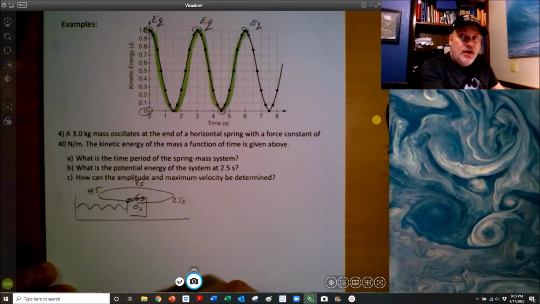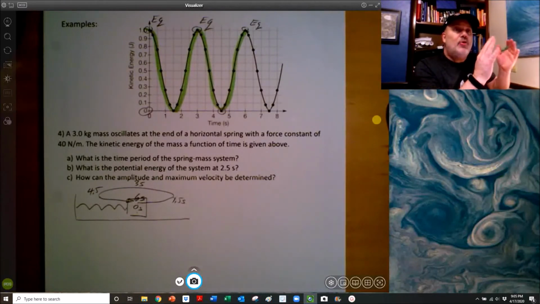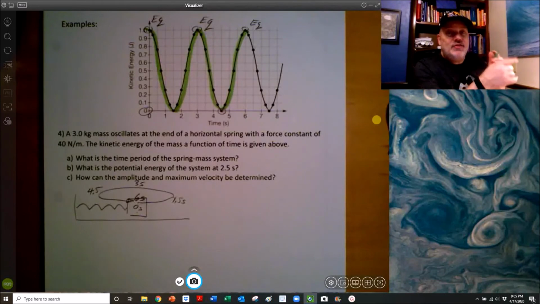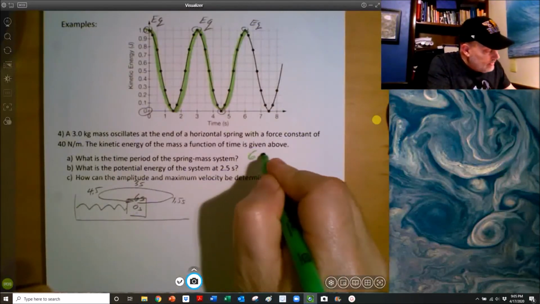So please be careful. The kinetic energy and the potential energy graphs operate twice as fast. They go through one cycle in half a time period. So our time period is all the way out to 6 seconds.